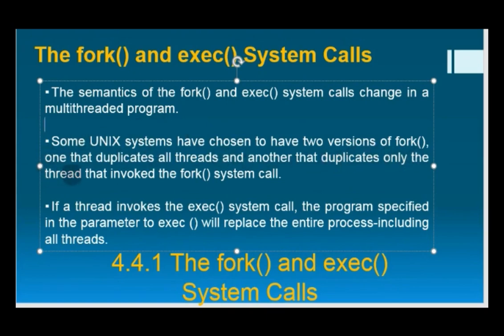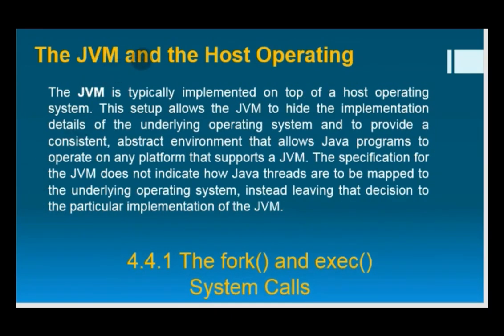For that reason, there are two types of forking, one that duplicates all threads and the other that duplicates only the thread that invoked the fork system call. Exec works in the same way. If a thread invokes the exec system call, the program specified in the parameter to exec will replace the entire process, including all threads.